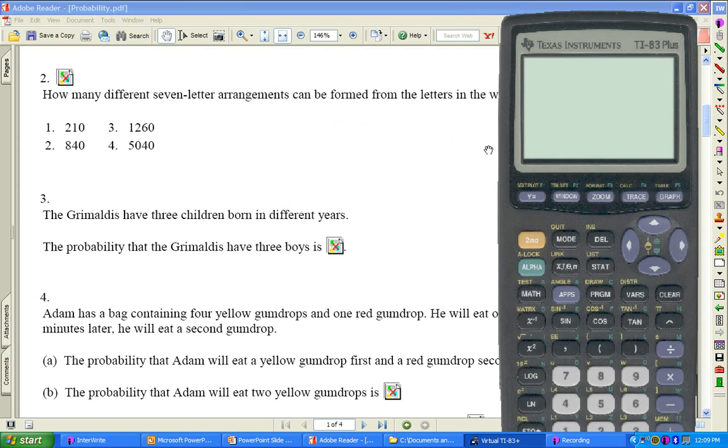We're going to have 7 times 6 times 5 times, we don't need the 4, 3 times 2, and then times 1. And we get an answer of 1,260, which is choice 3.